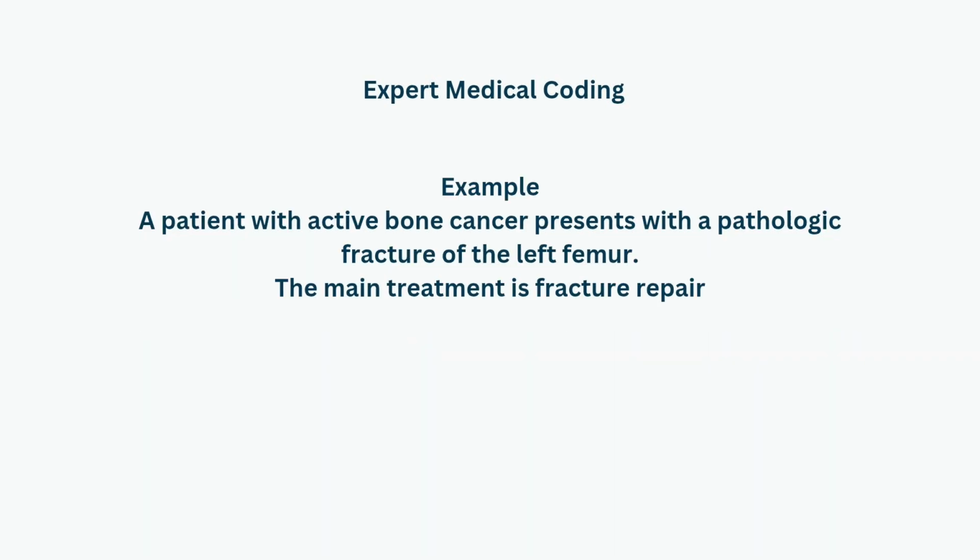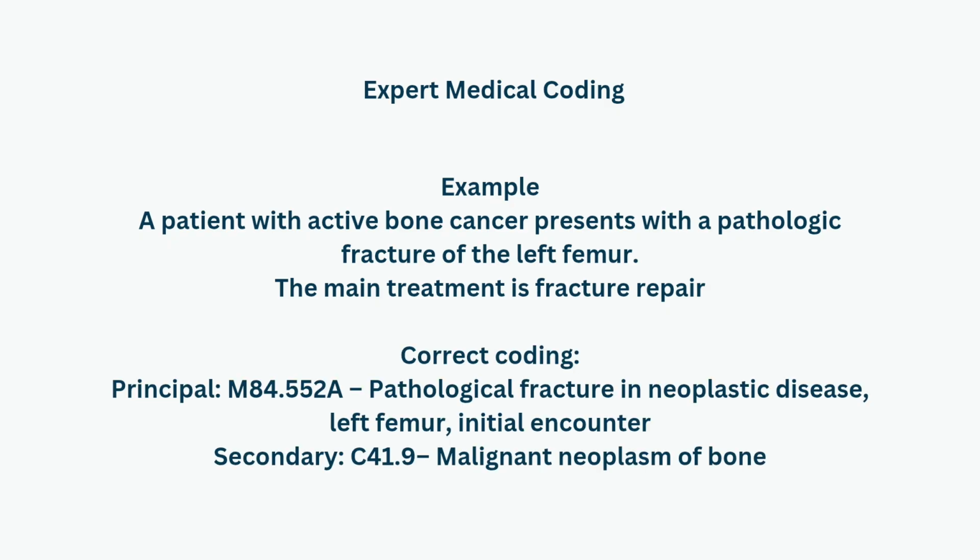Let us see an example. A patient with active bone cancer presents with a pathological fracture of the left femur, and the main treatment is for fracture repair. Here the principal diagnosis will be M84.552A, pathological fracture in neoplastic disease, left femur, initial encounter, and the secondary diagnosis will be C41.9, malignant neoplasm of bone.